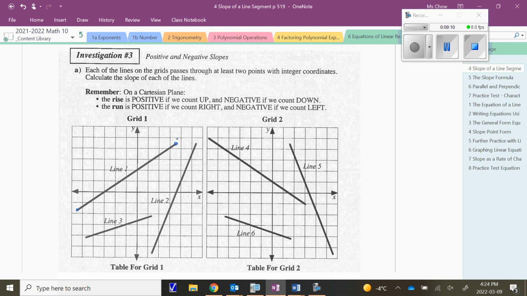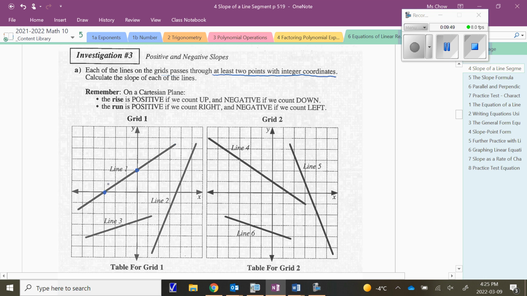And so what we're going to scan for, and what you can see that it actually states, is that each of the lines on the grids passes through at least 2 points with integer coordinates. And so we're reminded of that previous investigation where we saw that all portions of the line have the same slope as the line itself. And so if we scan through here, it looks to me like I can take a point right here and right here that are going through integer coordinates. So we'll take out this endpoint because that's not useful.